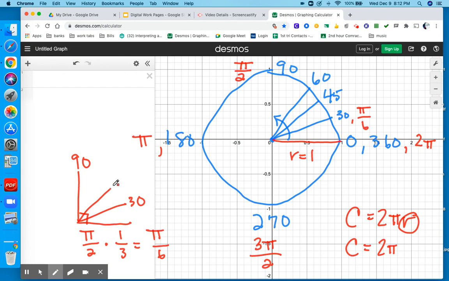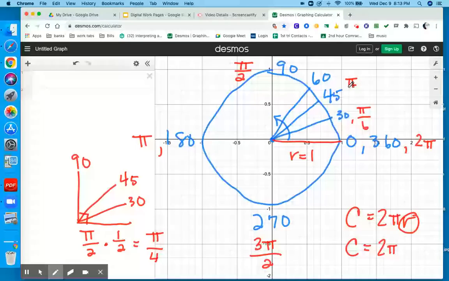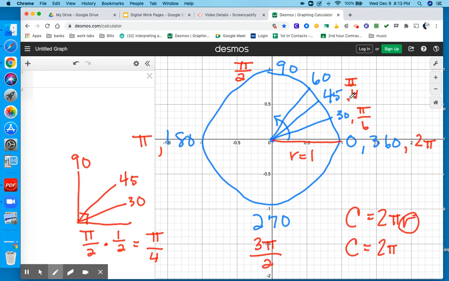We do the same thing with 45. 45 is 1/2 of 90. So instead of multiplying this by 1/3, I'm going to multiply it by 1/2. And that's how we get pi over 4 for 45 degrees.